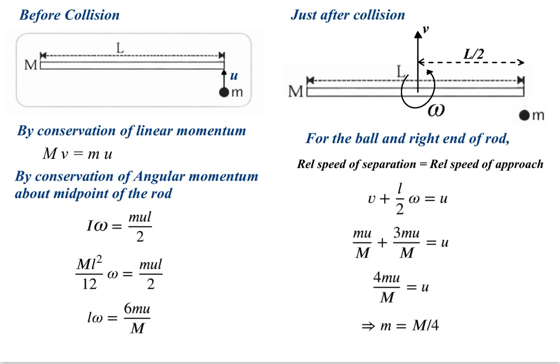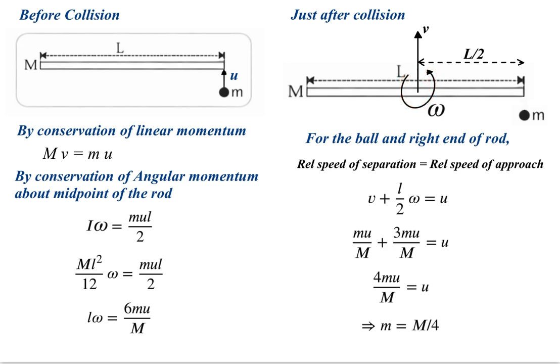Suppose this is the situation before collision, and just after the collision this ball stops, and the midpoint of the rod, the center of the rod, moves with velocity v, and the rod rotates about an axis passing through the midpoint and perpendicular to this plane. Let the angular velocity of the rod be omega.